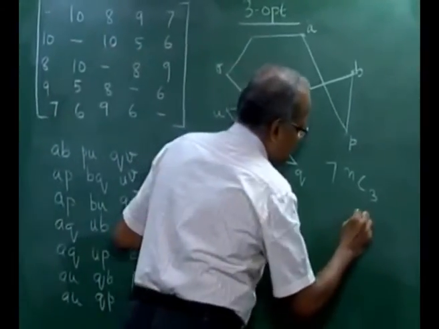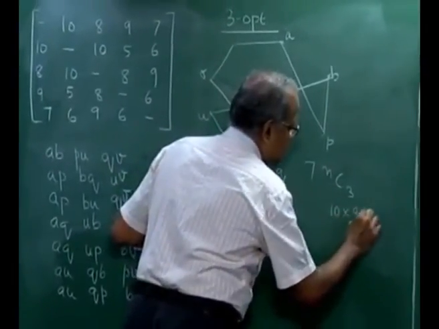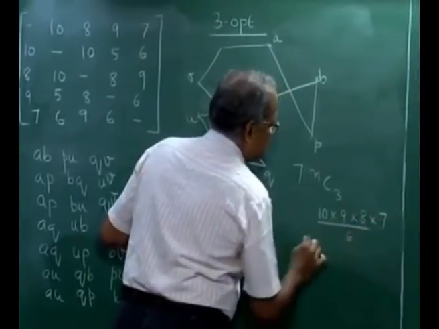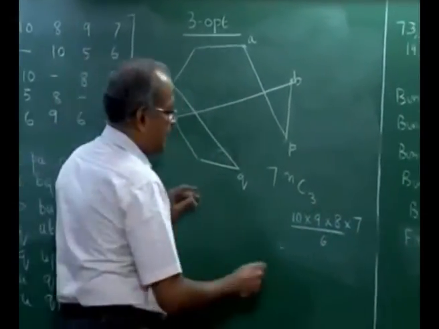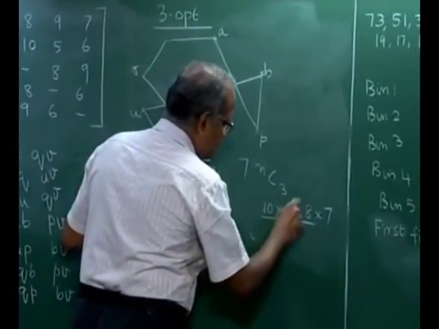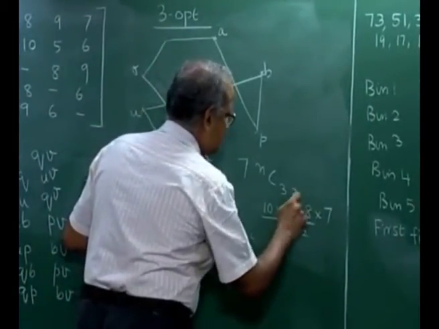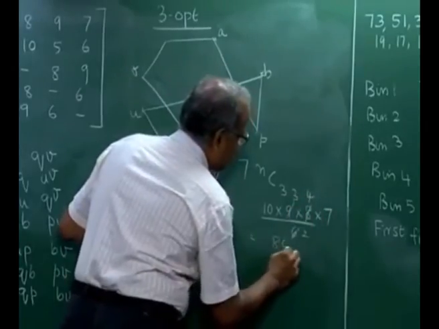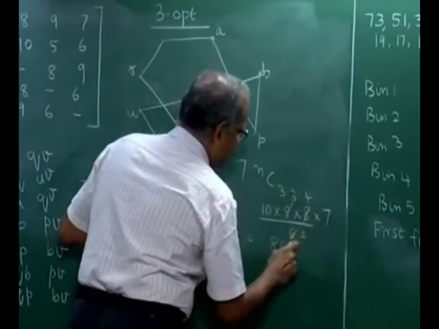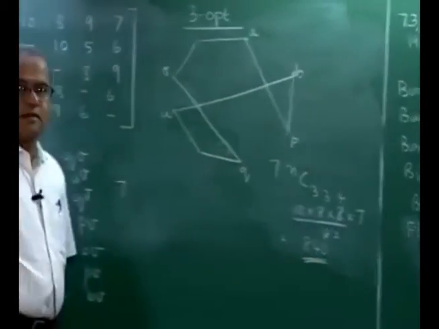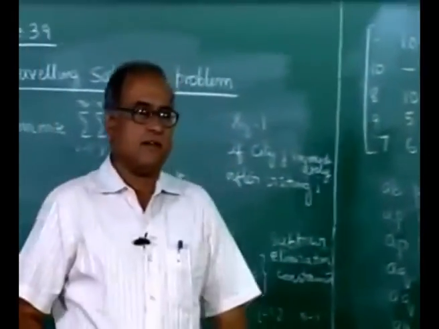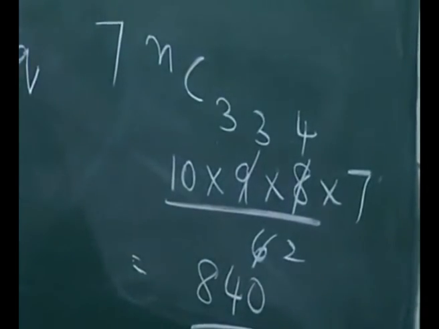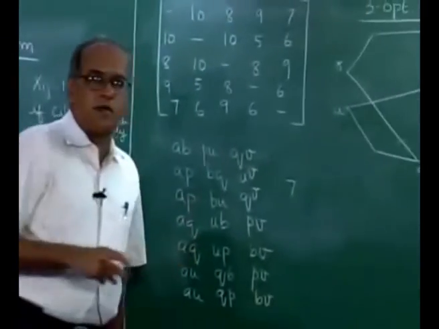Whereas, if we have a problem with 10 vertices, you realize that AB, PQ, UV itself can be chosen in 10C3 ways, 10 into 9 into 8 by 6, another 7. So, for every solution we will be able to do this. We have 120 times 7, which is 840 solutions which we can get from a single solution, and then we can keep improving this. So, 3-opt is a very popular method.